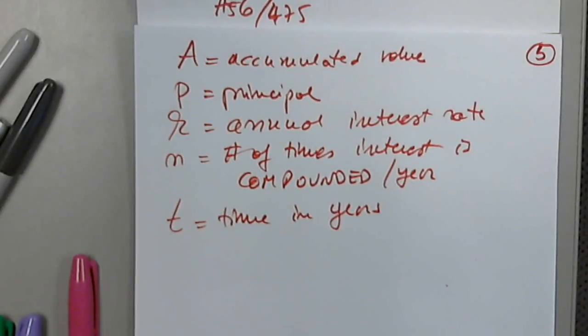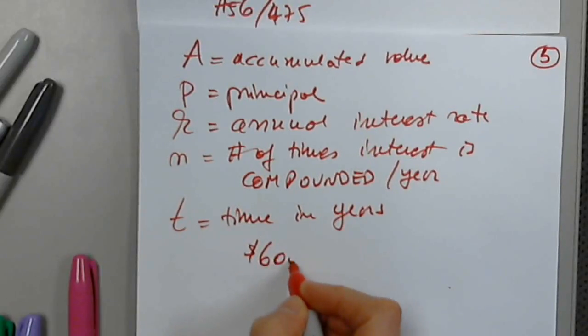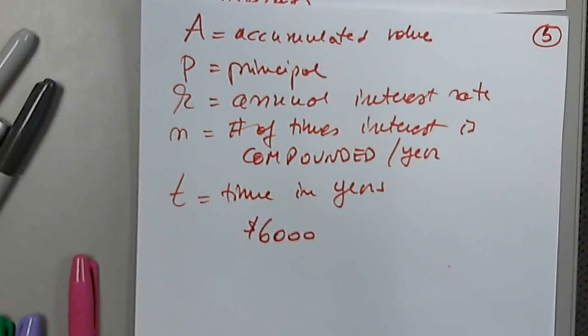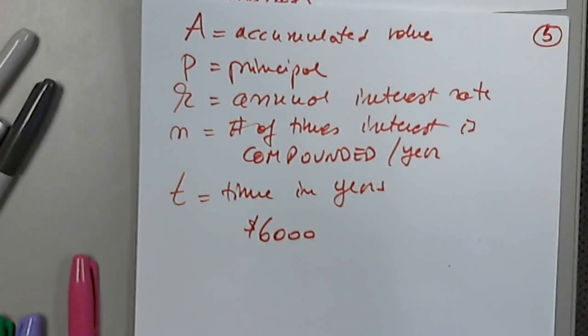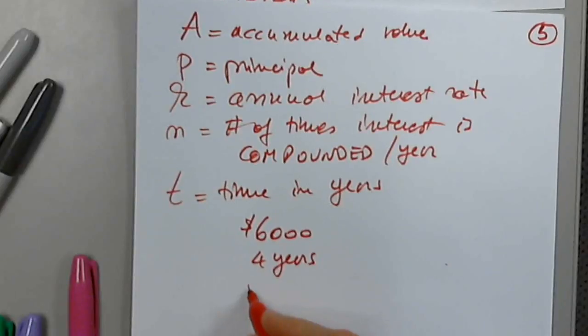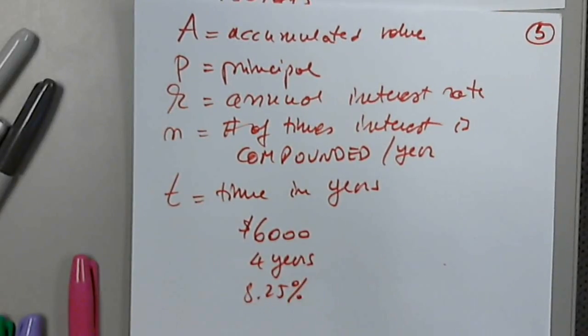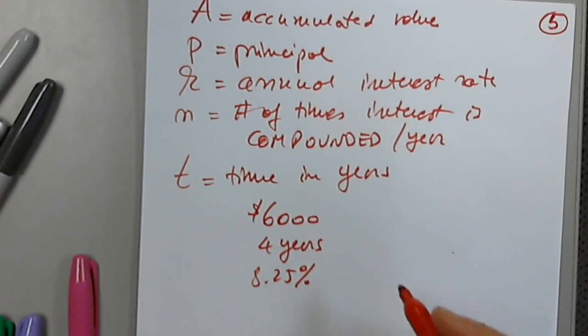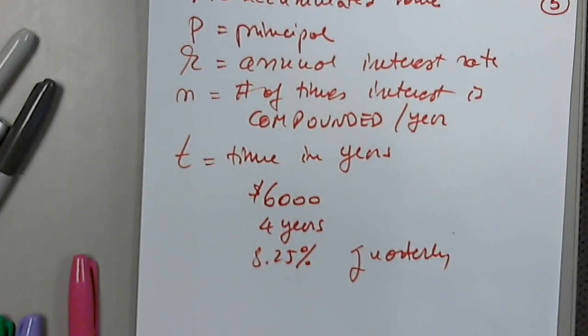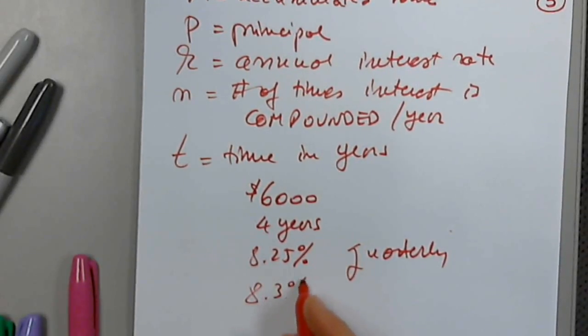We are told, suppose that you have $6,000 to invest. I'm just copying the information and you'll tell me which one is which. Which investment yields the greater return over 4 years? The one with 8.25% compounded quarterly and 8.3% compounded semi-annually.